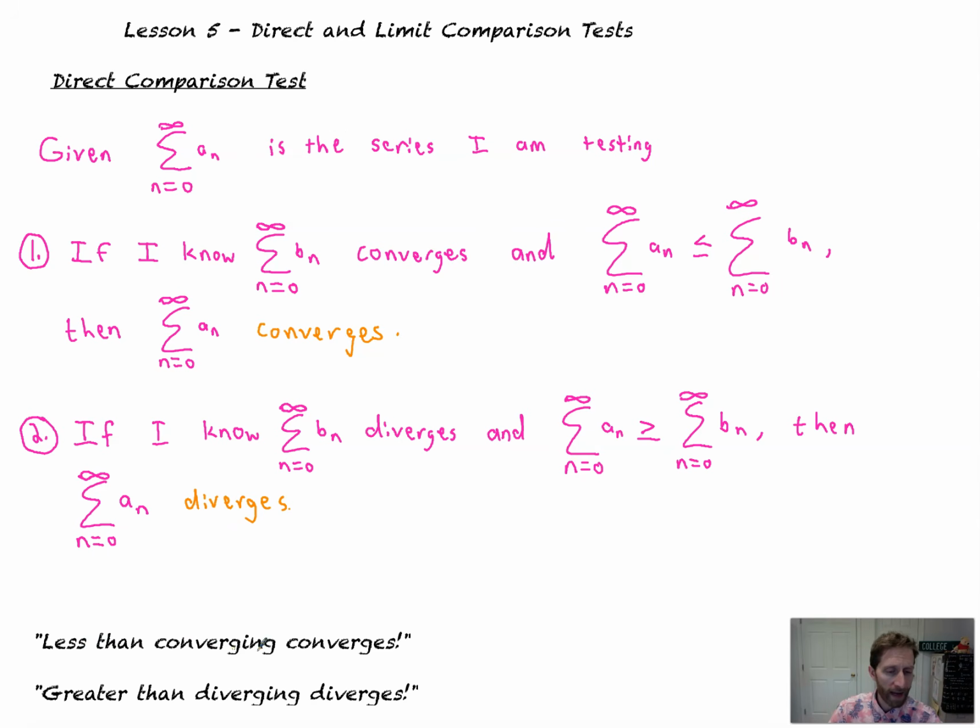Now, that is the main idea here. So just remember these quotes: less than converging converges, and more than or greater than diverging diverges. People will often ask, what happens if you think something converges, but you can't find something that compares well to it? That's where the limit comparison test comes in. But this is all about direct comparison.